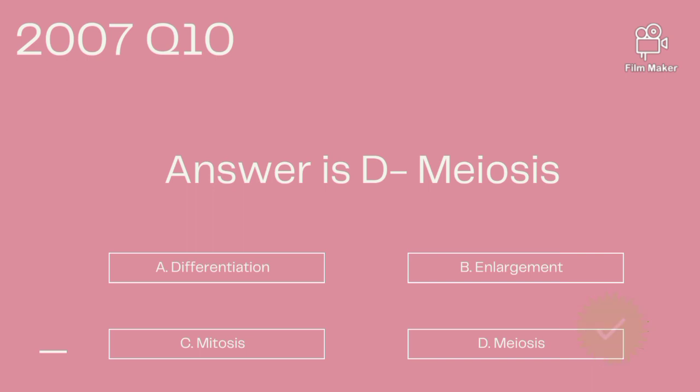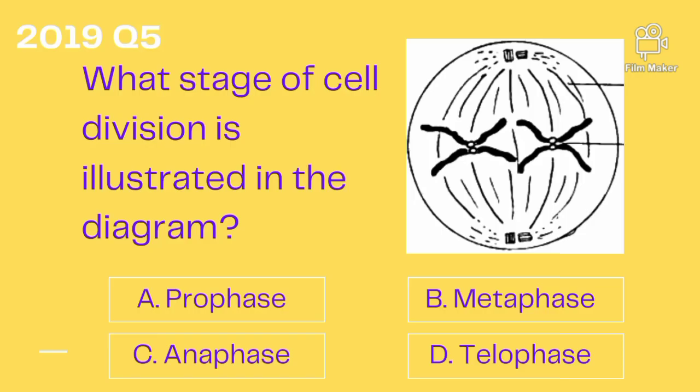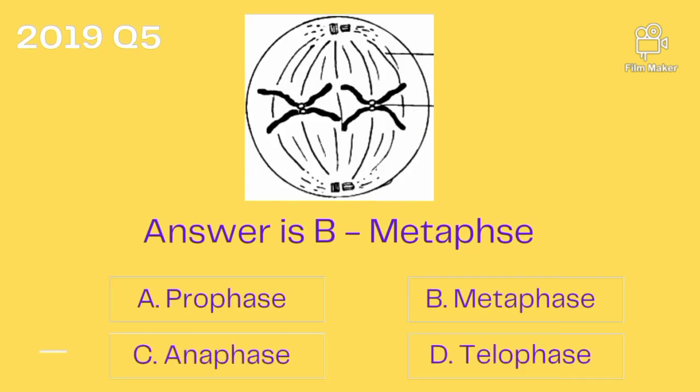Lastly, let's look at question 5 from 2019, and it says, what stage of cell division is illustrated in the diagram above? A. Prophase, B. Metaphase, C. Anaphase, and D. Telophase. The correct option is option B, metaphase. As you can see in the diagram, the chromosomes are already paired up, forming daughter chromatids, and they are aligning themselves on the equator of the spindle. This stage of alignment is called metaphase.